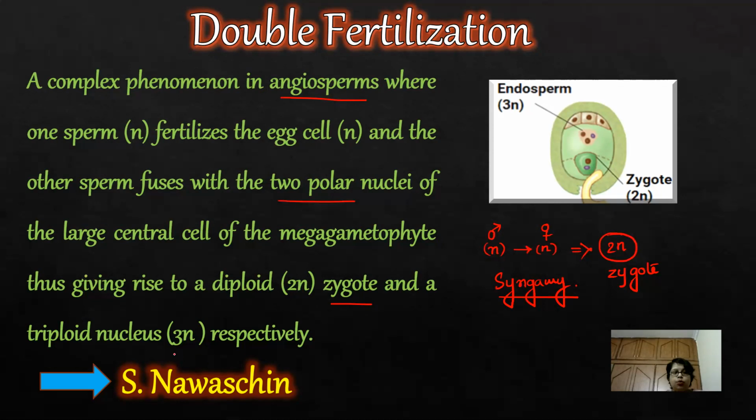Now, what is going to happen to this? This becomes our endosperm. Look here, this is a diagrammatic representation of the embryo sac where you can see this is the 3N endosperm and this is the diploid zygote. Now, we'll learn a little more about these.